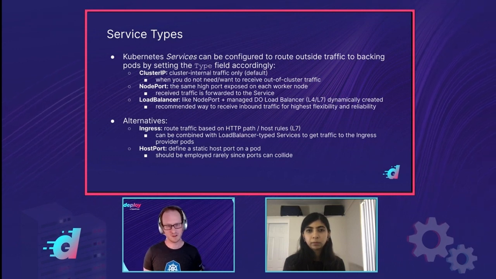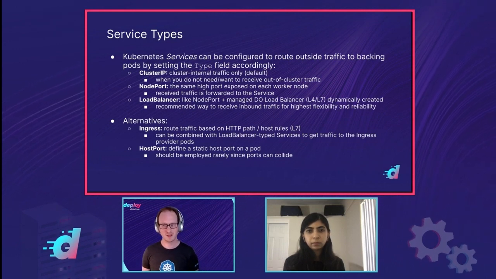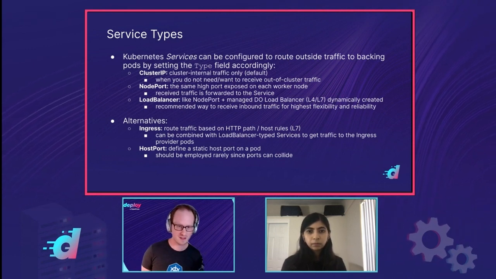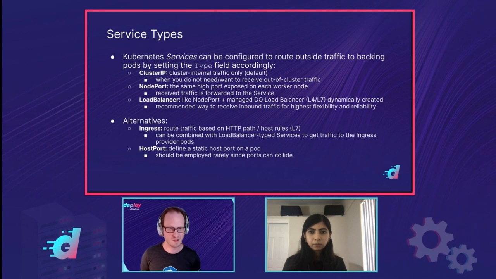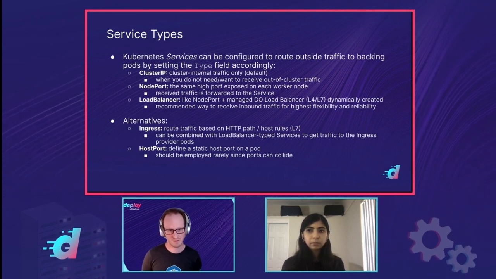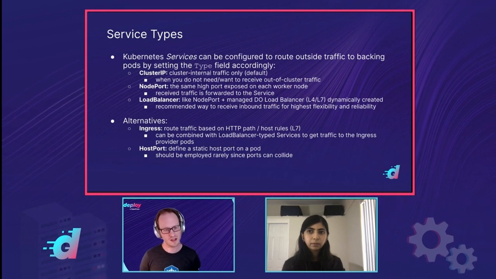There is a type field on each service, which you can set, and it influences how access is possible. The default value is cluster IP. That's what you get if you don't specify anything or specify it explicitly. It just means cluster internal traffic. So that's when you don't actually need external access.